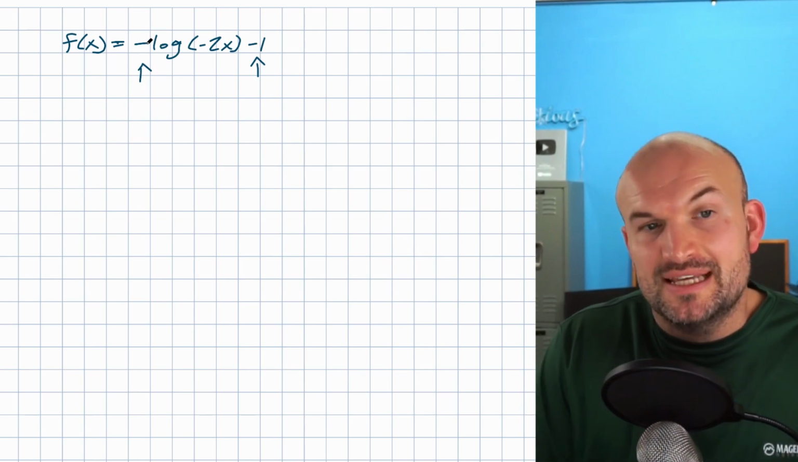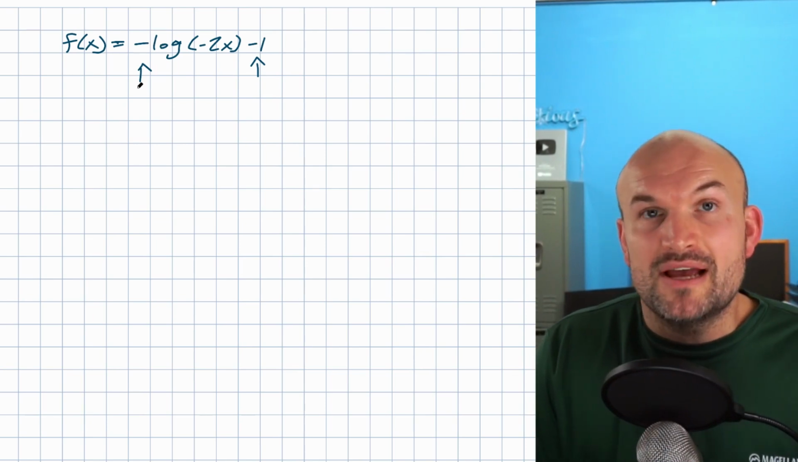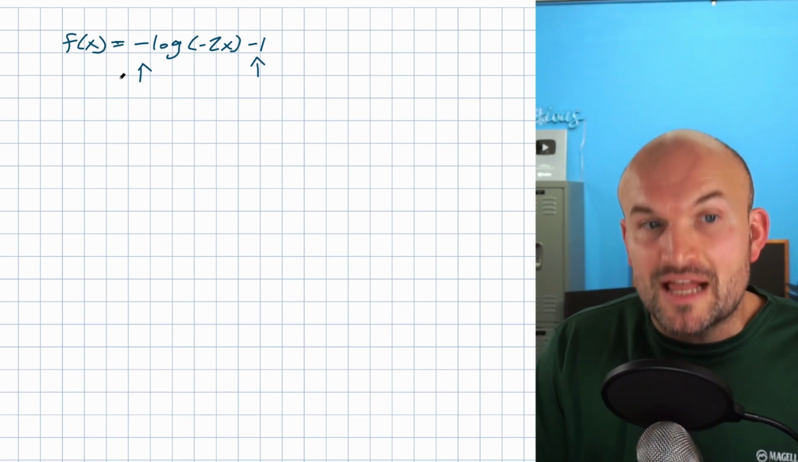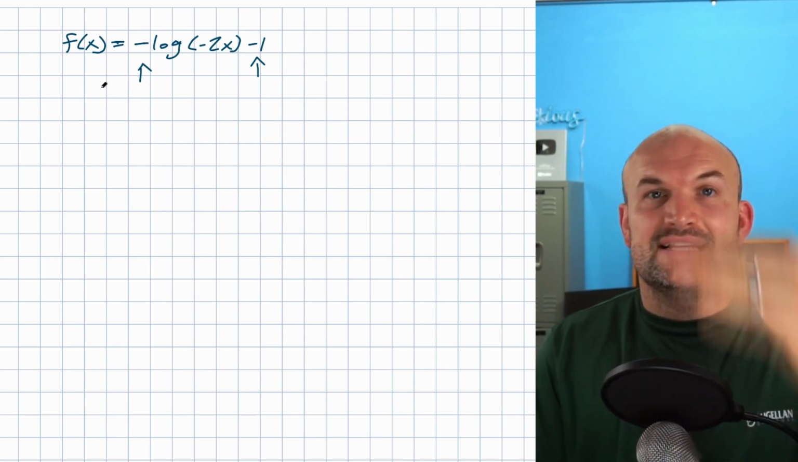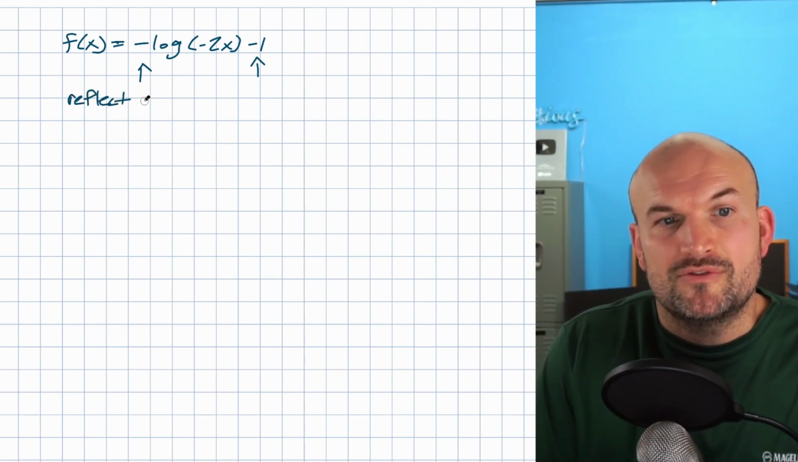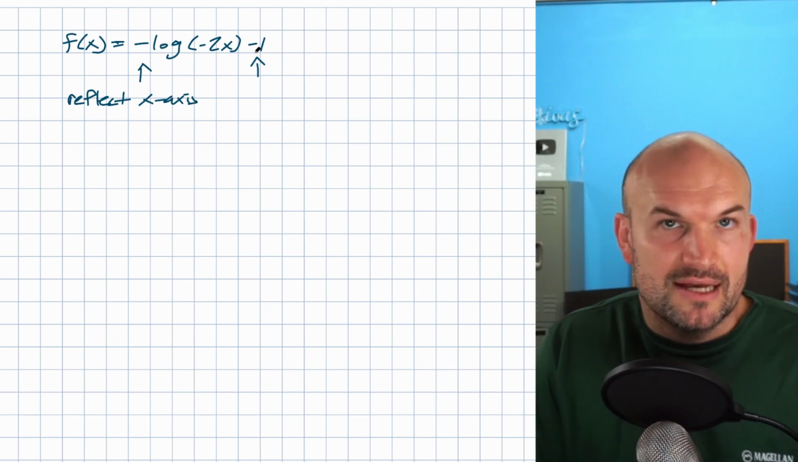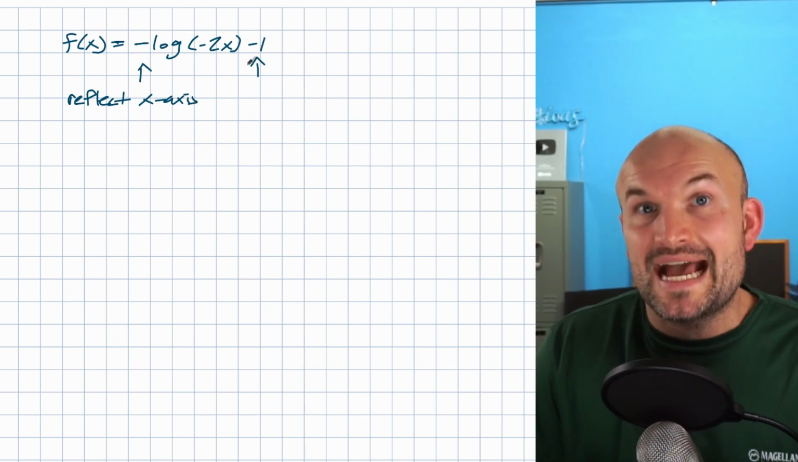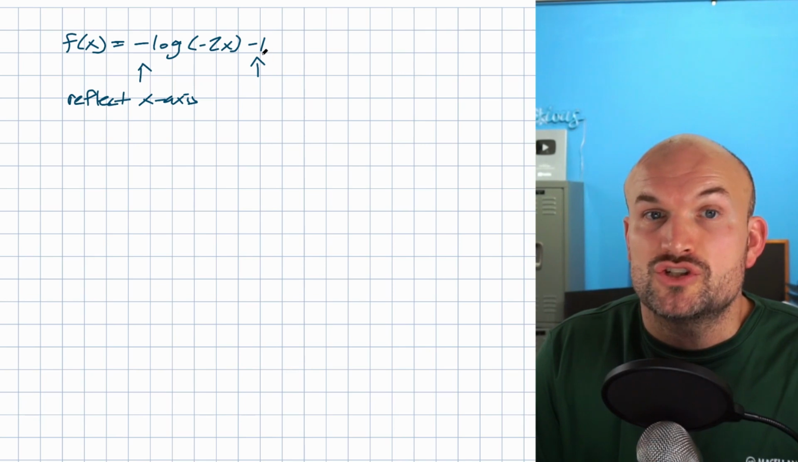Now, this is basically a -1 being multiplied by the log. Whenever you have multiplication by a negative, that's going to be a reflection. And again, if it's vertical, that means it needs to be reflected about the x-axis. So therefore, my first transformation is going to be reflect about the x-axis. Now here, I'm subtracting a 1 on the outside of the function. So therefore, that's going to be a vertical shift down 1.